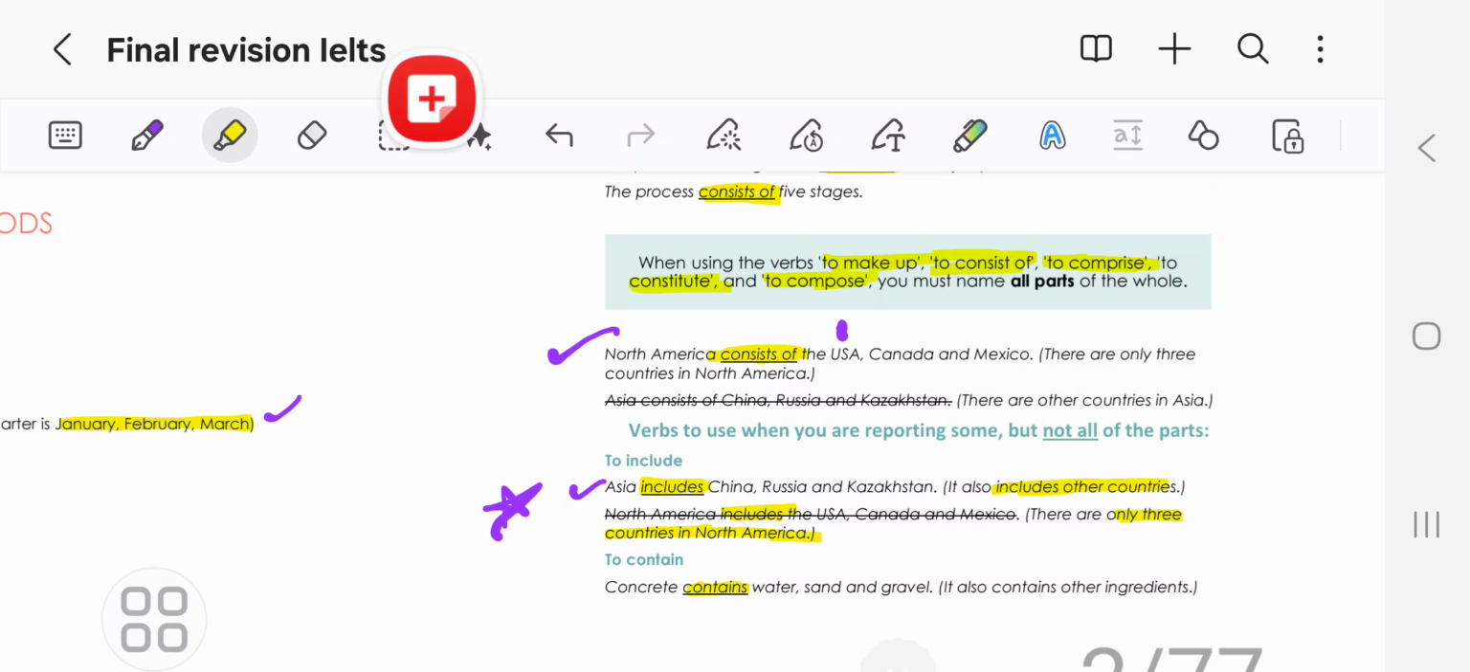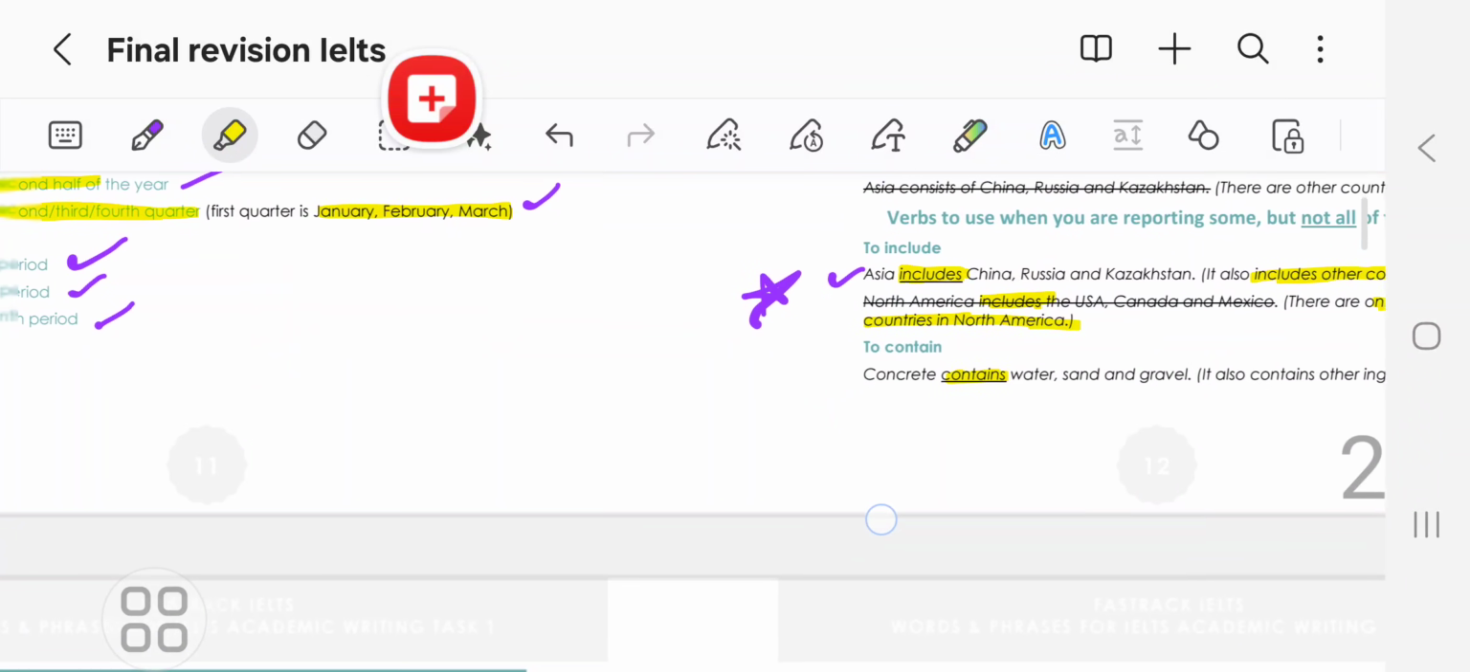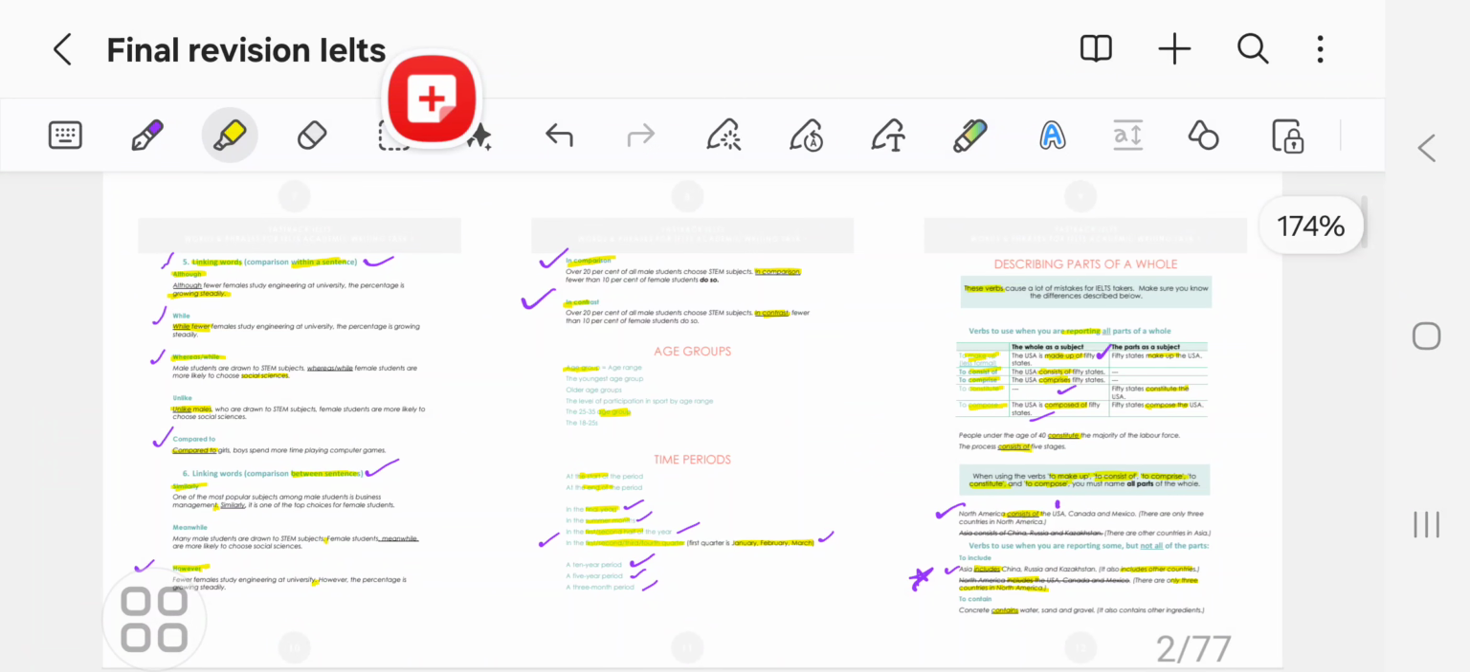For example, the body includes hands, eyes, and ears. That's because the body includes. But for example, skin consists of epidermis, dermis, and so on, because there is no other part. But in the body there are other parts. So whenever there are other things also there, we call it includes. Just remember, mention this very logically, very connectedly. So that's how you have covered the different parts of the whole.